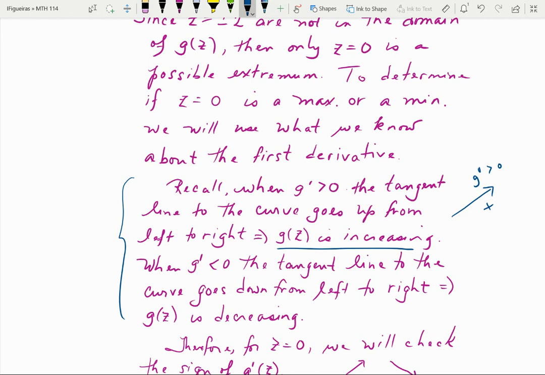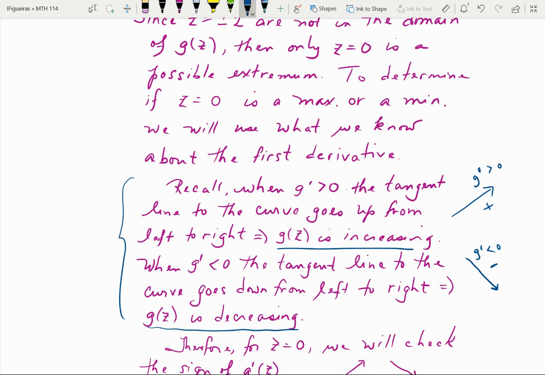When g prime is negative, the tangent line to the curve goes down from left to right. So that's something like this. In this case, g prime is negative, so your curve is going downward, and therefore your function is decreasing. So when the tangent line has a negative slope, in other words, the tangent line is going downward, your function goes in the same direction as the tangent line, and therefore it is decreasing.